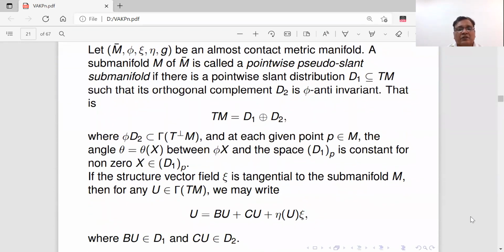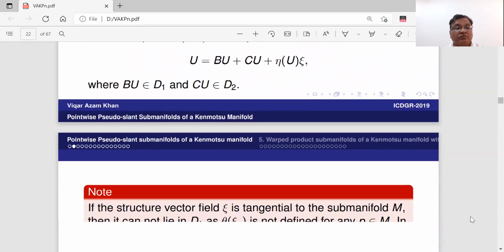And in this case, to work with these distributions, what we generally do is decompose an arbitrary vector into three parts: one along D1, one along D2, and the other one along Xi. So we denote these components in D1 and D2 by B and C respectively. These are some of the conventions on symbols.